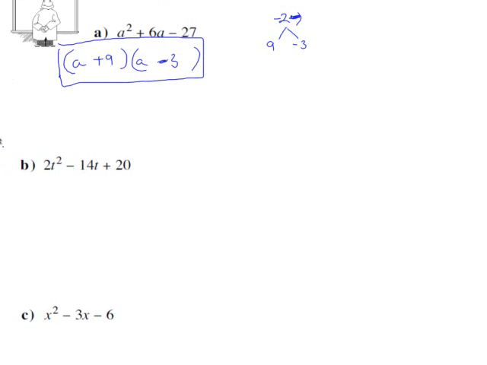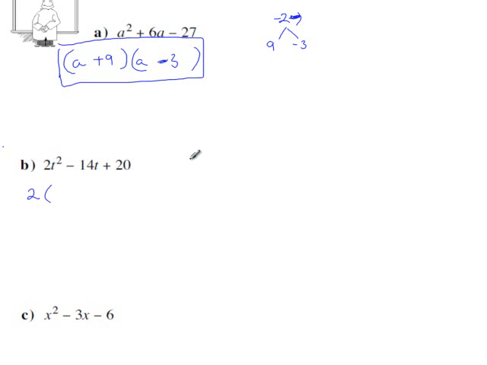Part B. Okay, now your t-squared coefficient isn't 1. So the first thing you want to do is look to see is there a common factor between these three that you can take out. And it looks like all of these are divisible by 2. So take out your common factor of 2.